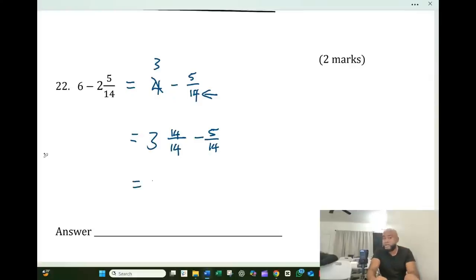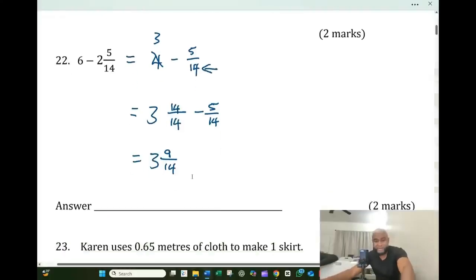So this will give us 3, and our denominators are the same, so we simply subtract the numerators. 5 from 14 would be 9. Proper thing, 9. Everybody good here? So let's do those 2 quickly because they are basically simple, right?